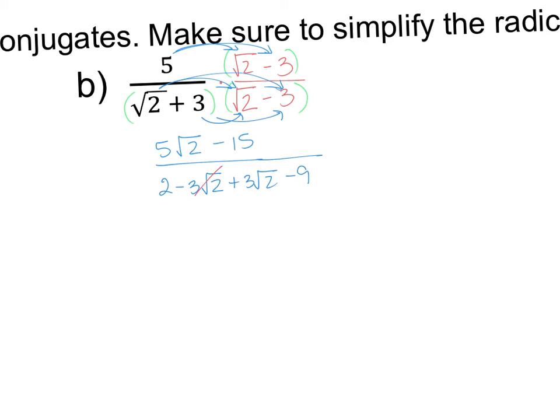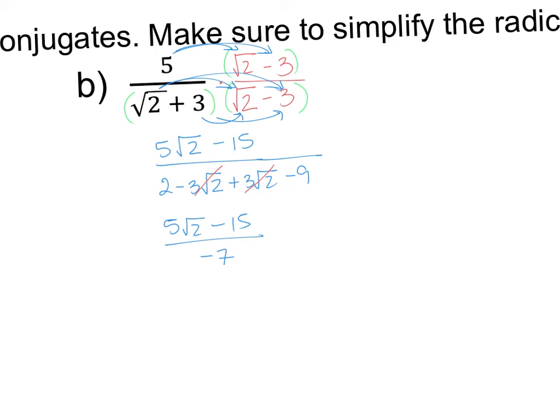So we can see that the middle terms cancel. And turns out when you're dealing with conjugates, the middle terms always end up canceling. That's how you know when you did it right. So we can see the top just comes down. We can't combine anything. So 5 square root of 2 minus 15. And then 2 minus 9 is going to give me negative 7.